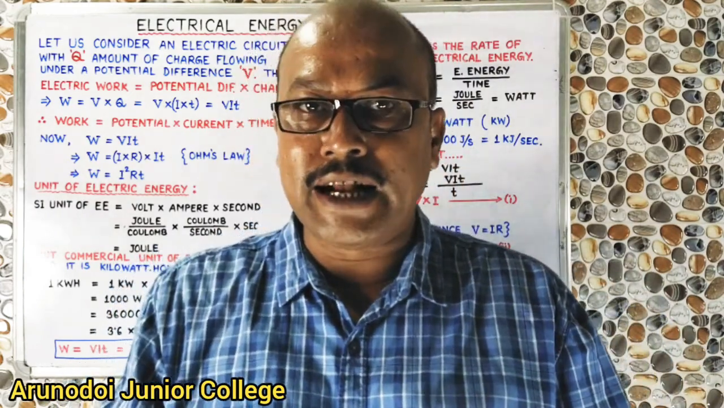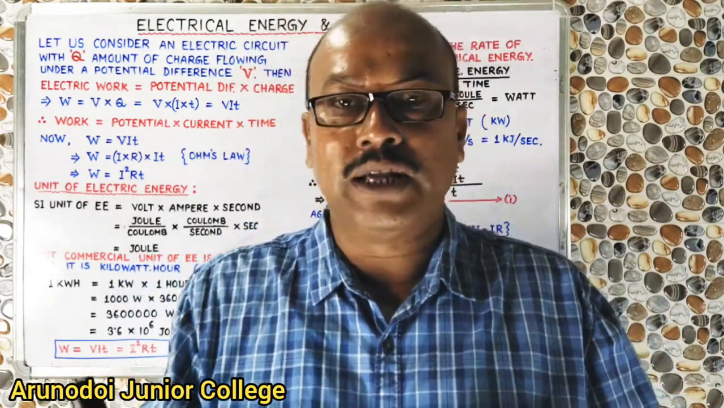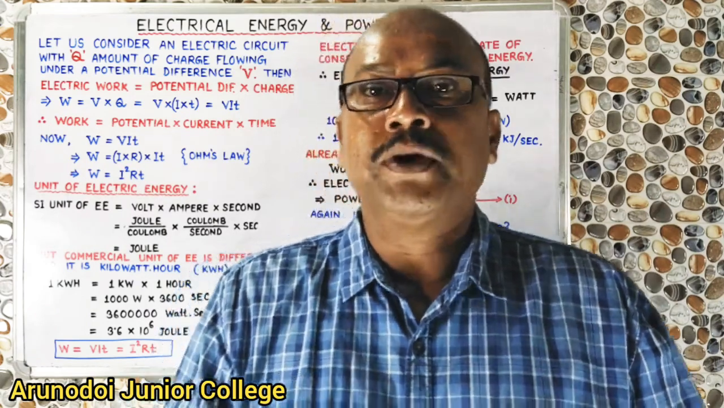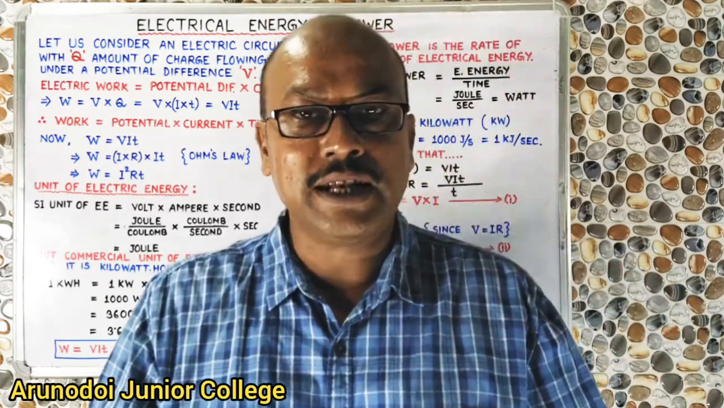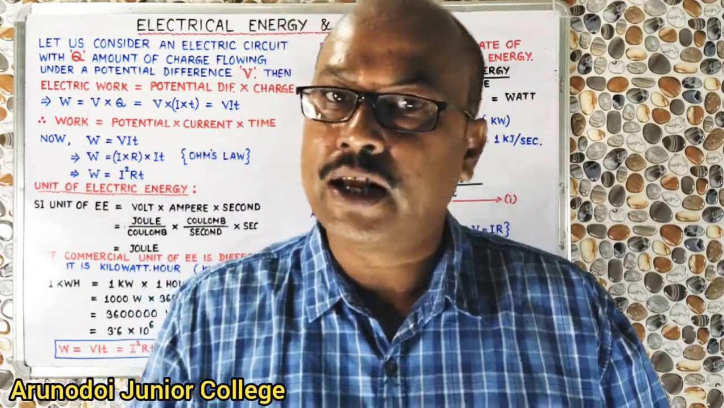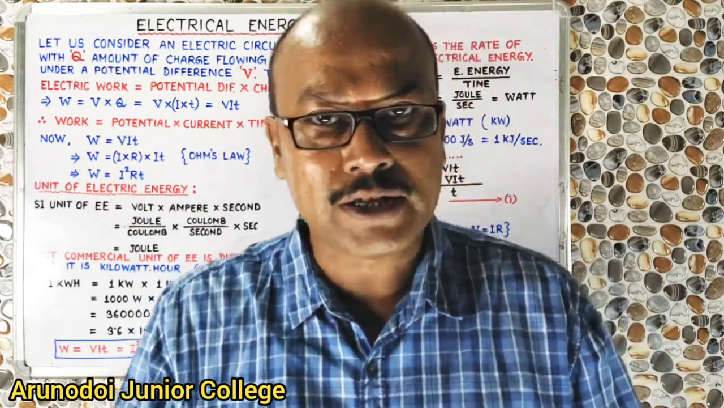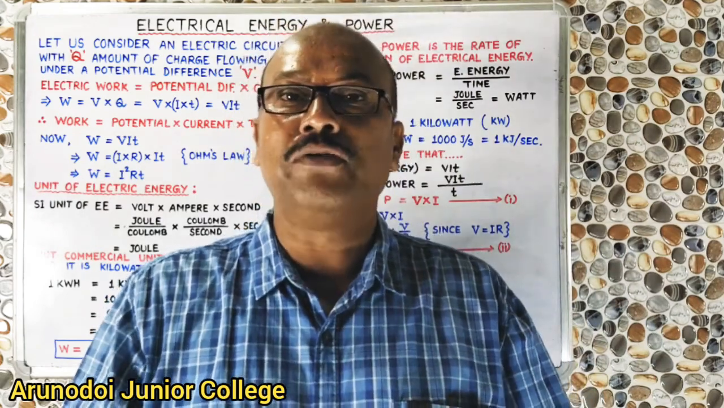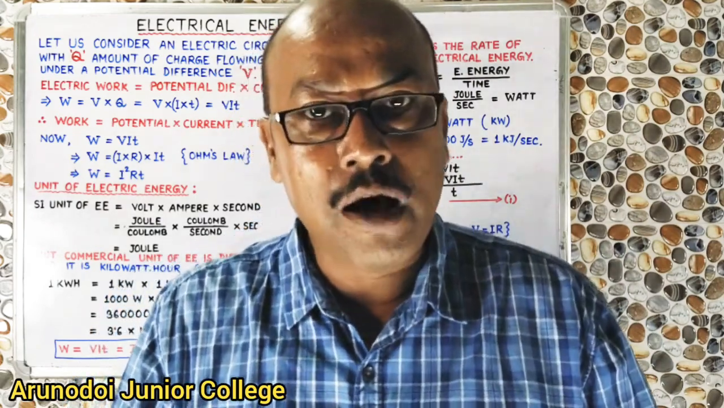Since electrical energy is capable of doing work, electricity is a form of energy and that energy is called electrical energy. And since electrical energy is capable of doing work, therefore definitely there is a rate of doing work as well. And that rate of doing work of electrical energy is called electrical power.